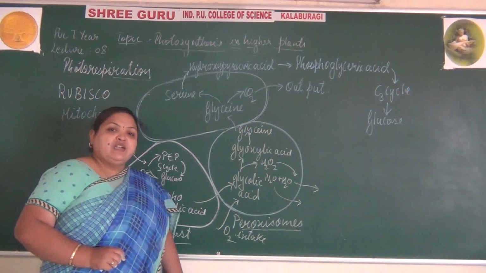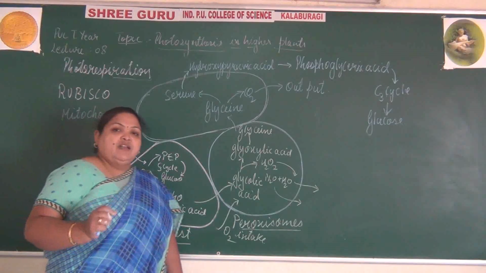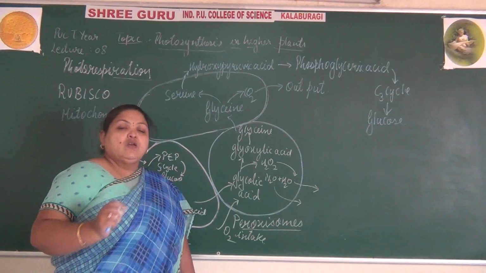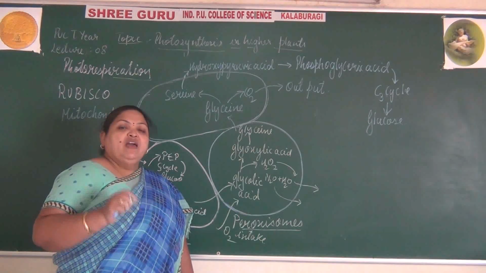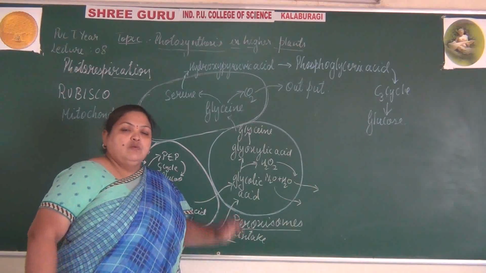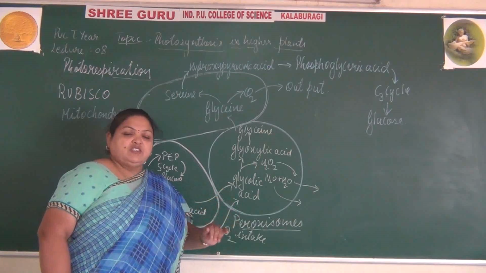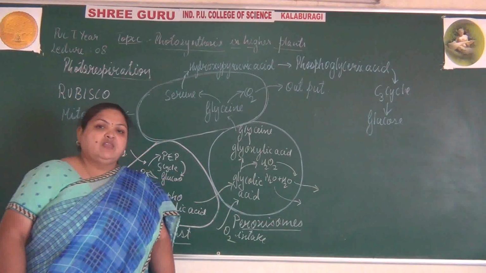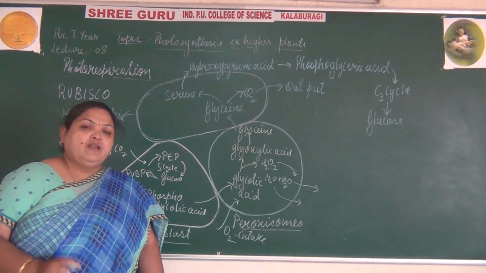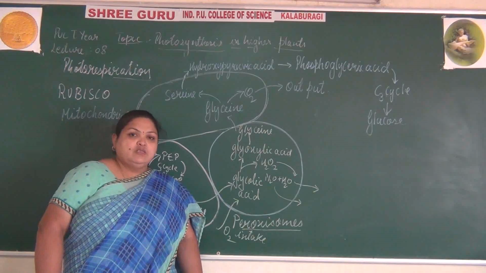In the next class we will deal with the factors that affect the rate of photosynthesis and the law of limiting factors. What is the concept of F.F. Blackman on the law of limiting factors? So we will end with photorespiration, and next class we will deal with the law of limiting factors proposed by F.F. Blackman and the factors that affect the rate of photosynthesis.